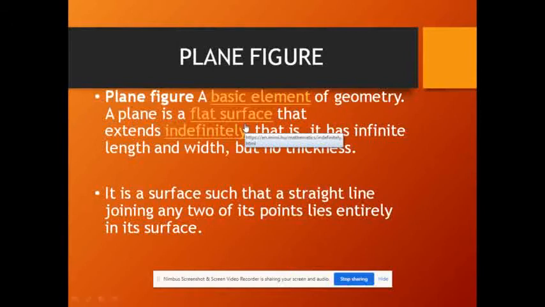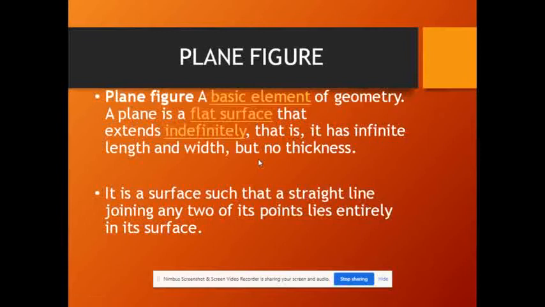Plane figures. In your earlier classes, you might have known about figures. In this class, we will briefly discuss and remind ourselves about plane figures. Look here. Plane figure: a basic element of geometry. A plane figure is a flat surface that extends indefinitely. That is, it has infinite length and width, but no thickness.